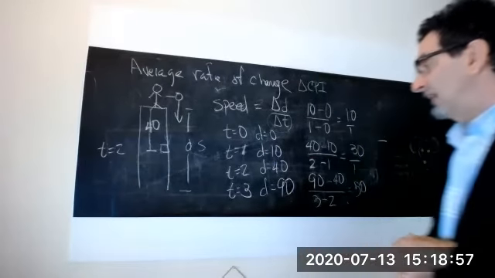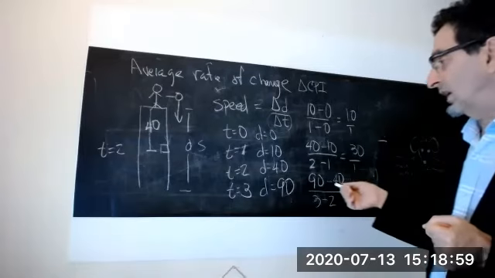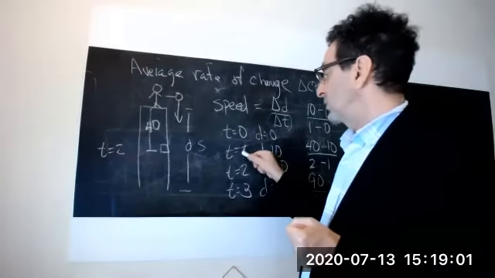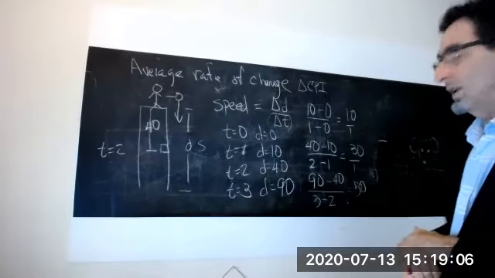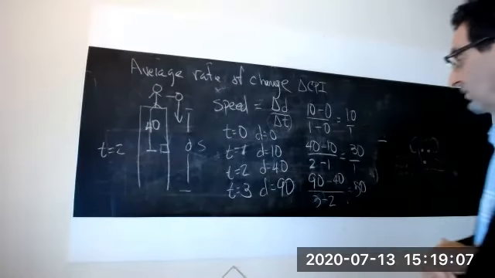Now we already found out the speed that it was going between 1 and 2. We already did that calculation. That was 40 minus 10 over 2 minus 1. We already found out that the speed was 30.